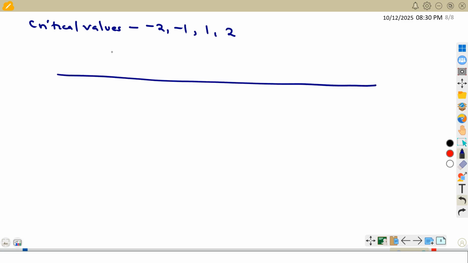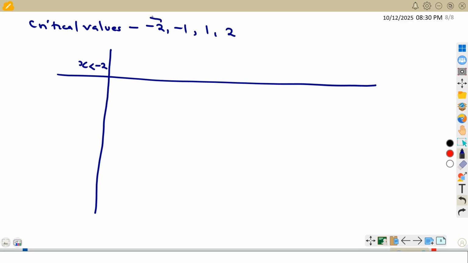So we are having our critical points. So let me rewrite that. Critical points or critical values. Our critical values are negative 2, negative 1, then 1 and 2. So those are our values. So we shall make a table here, and this table will be testing different regions. So the first one will be x less than negative 2.